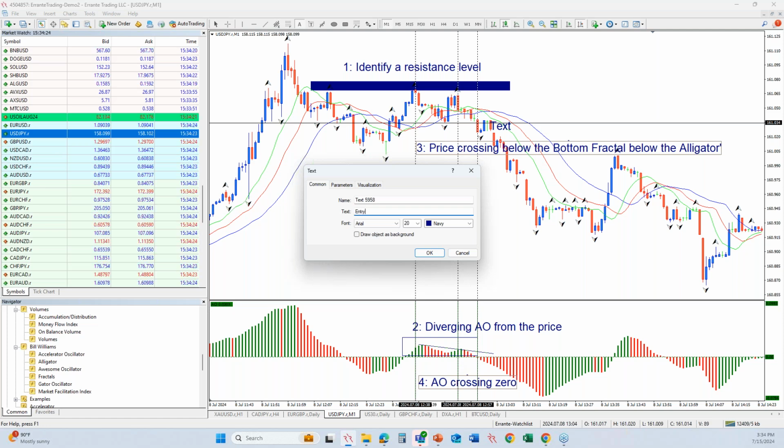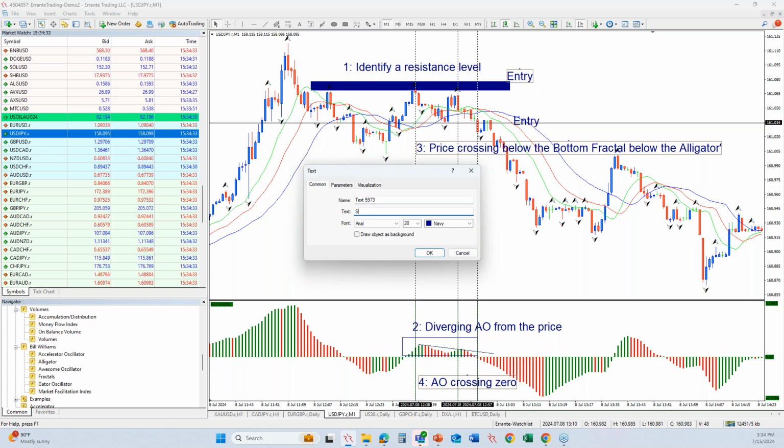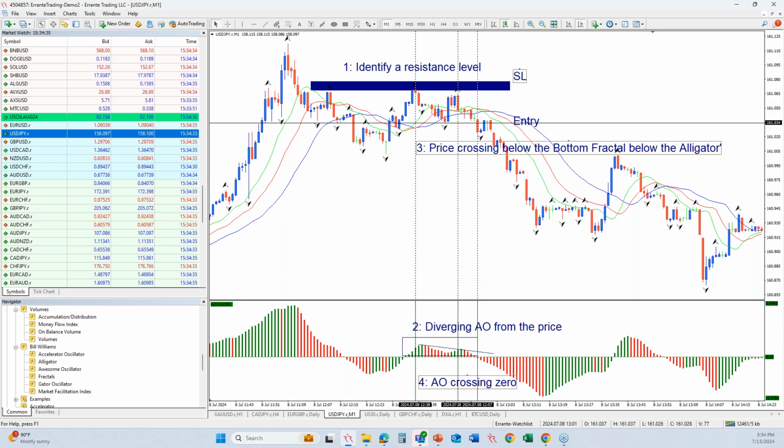So it's going to be our entry. And we're gonna put our stop loss above this. This is our entry, and this is our stop loss above this resistance level. Okay, so this is what we mean about the bearish Twin Peaks entry signal.